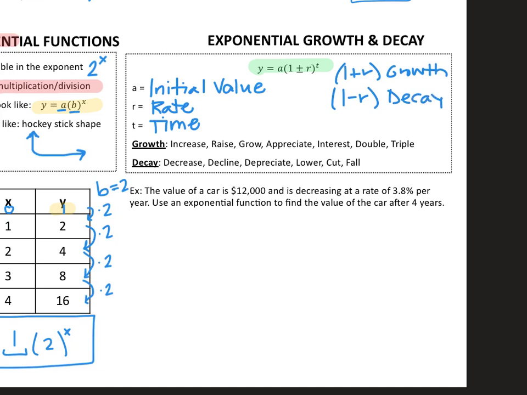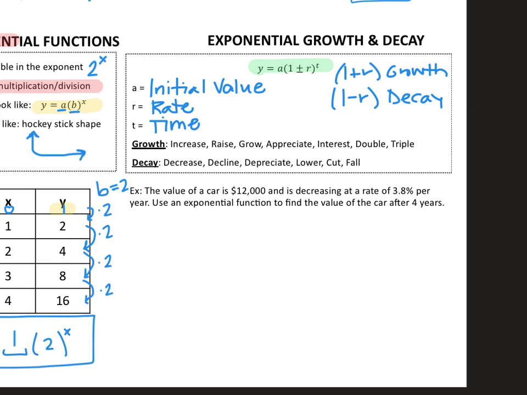Because remember, when you're looking at these equations, if the b is greater than 1, that indicates it's a growth function. If it's less than 1, it's a decay. Some words that would indicate growth would be increase, raise, grow, appreciate, interest, double, or triple. Some words that would indicate decay would be decrease, decline, depreciate, lower, cut, fall. So in each problem, you really need to read through it and figure out what's happening here, and is the value growing or decaying, getting bigger or smaller over time.